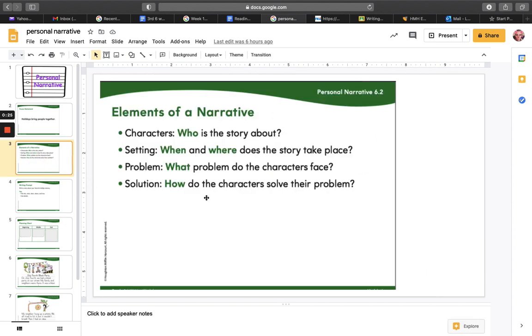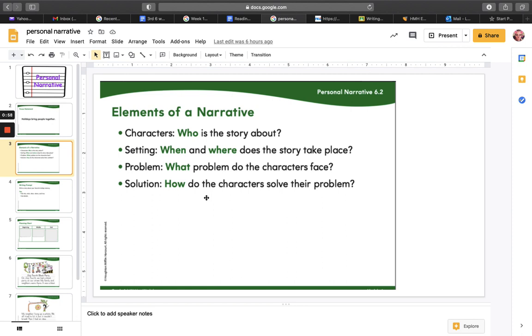Let's talk about the elements of what a good writer does in narrative writing. So, a good narrative writer has characters. That is who the story is about. A good narrative writer has a setting. And remember, a setting is not just where the story takes place, but when the story took place. Was it daytime? Was it nighttime? What season was it? So there's lots of whens that you can add to your setting.